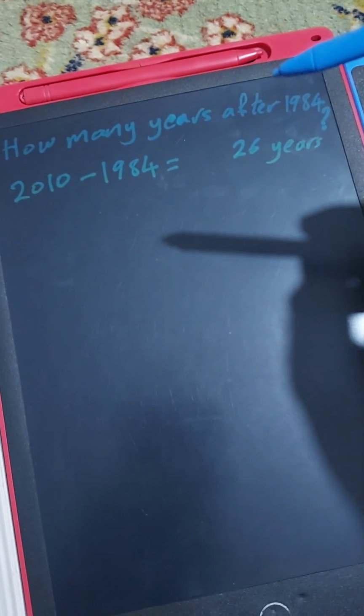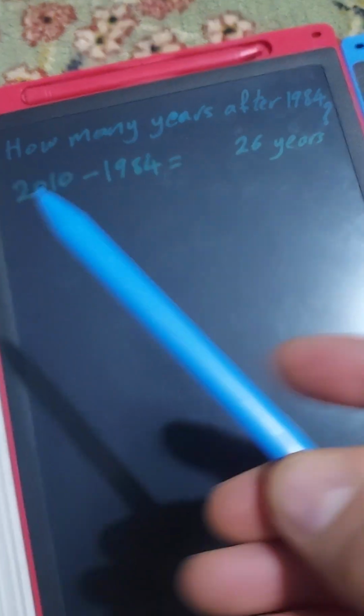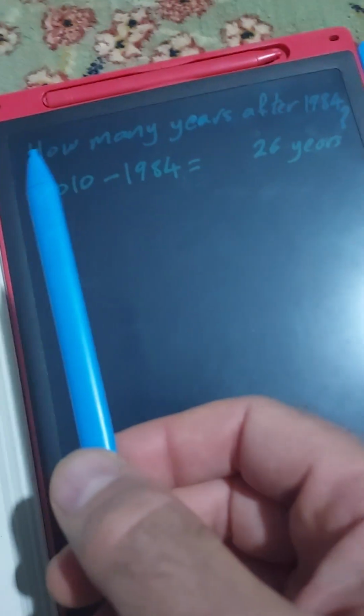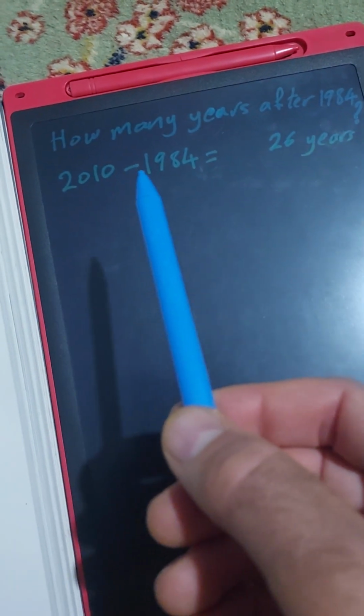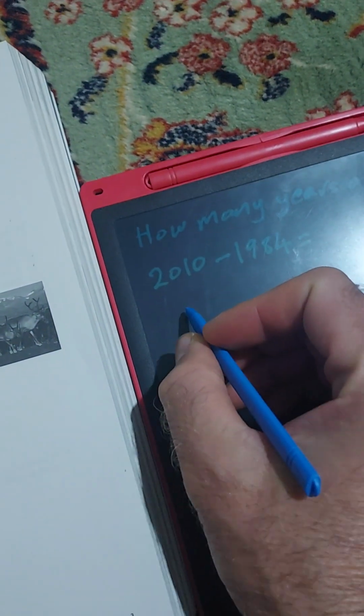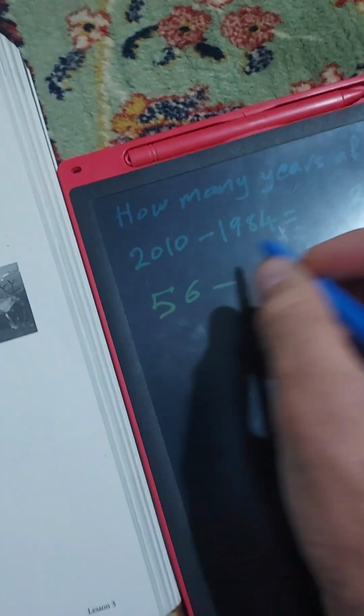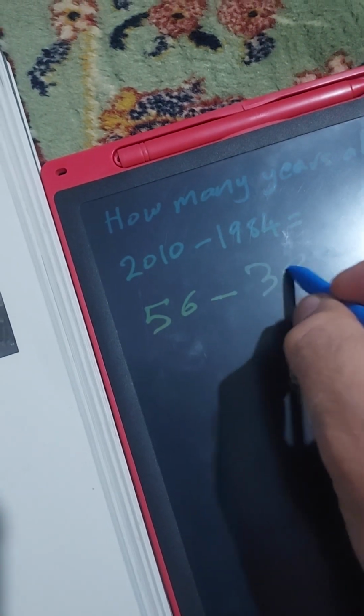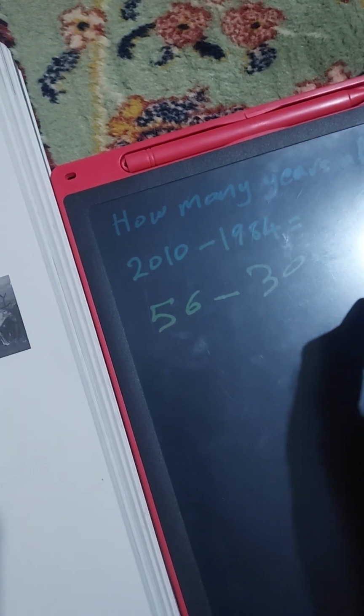Another way to calculate that: it says how many years after 1984, so we can subtract 2010 minus 1984. That will give us 26 years. Or we can do the other option we just talked about, 56 years minus 30 years equals 26 years, which gives us the same answer.